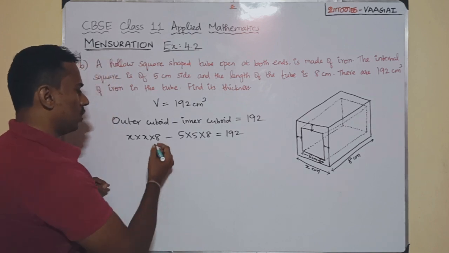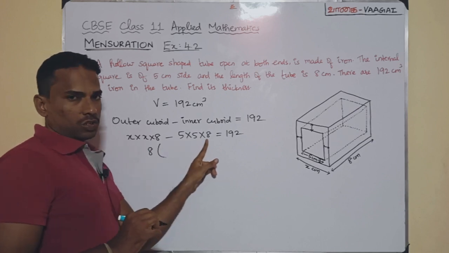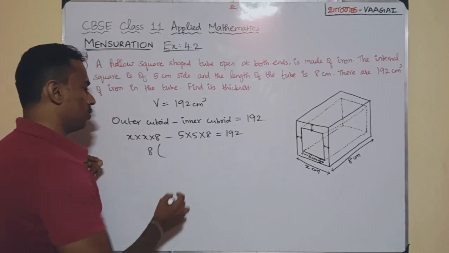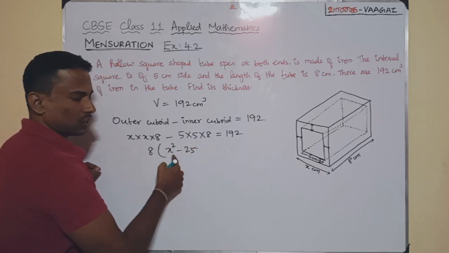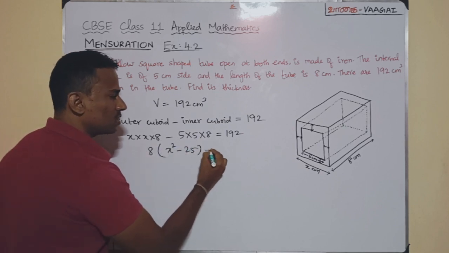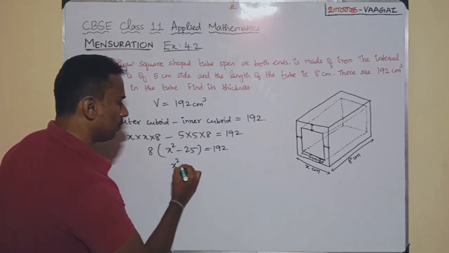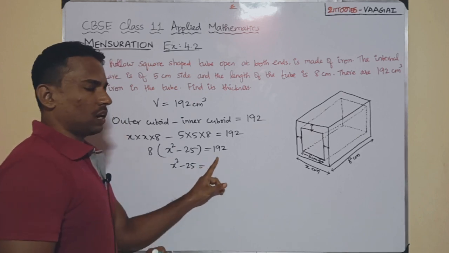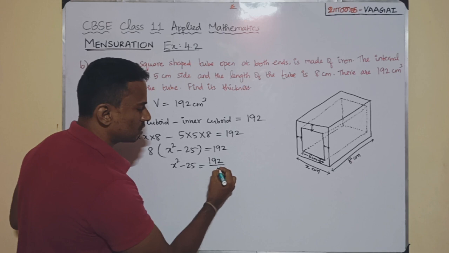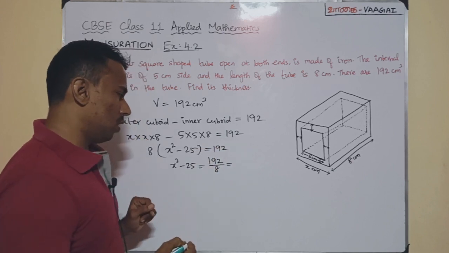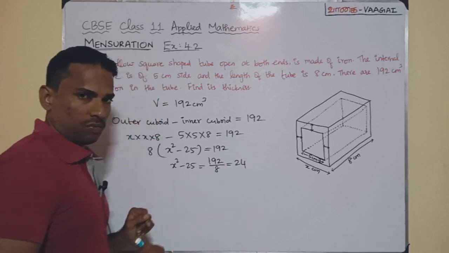First thing I can do is take 8 as a common factor outside. Here also I have 8, here also I have 8. I am just taking the 8 as common outside. So inside I will have x square minus 5 5s are 25, because x into x is x square. Here 5 5s are 25, equal to 192. Now what next can I do? I can just do x square minus 25 is equal to 192 divided by 8. So 192 by 8 will be 24, is it or not? So this will be 24.